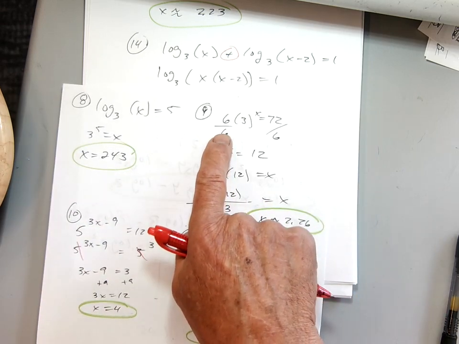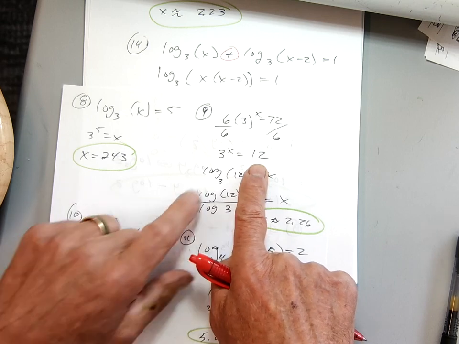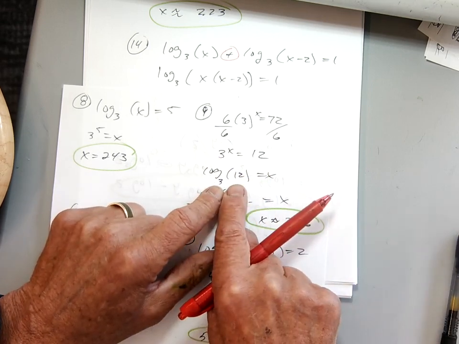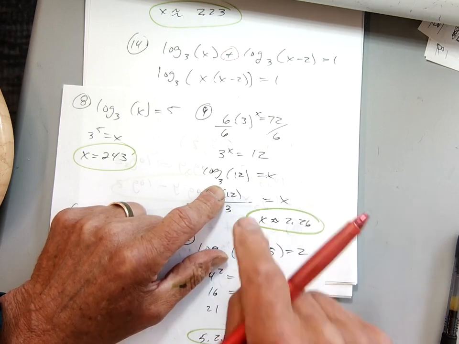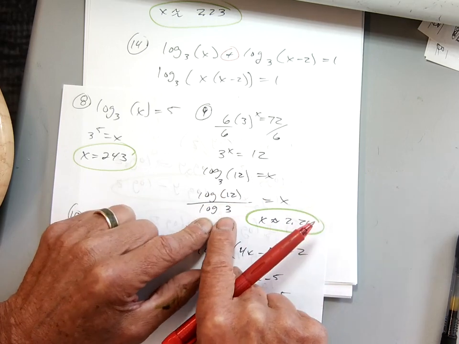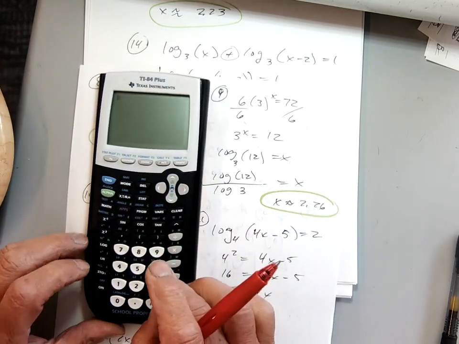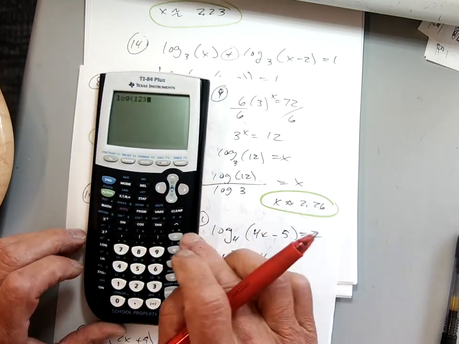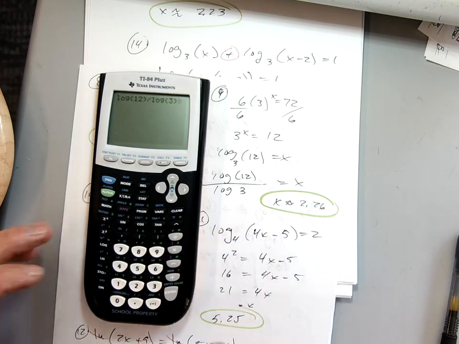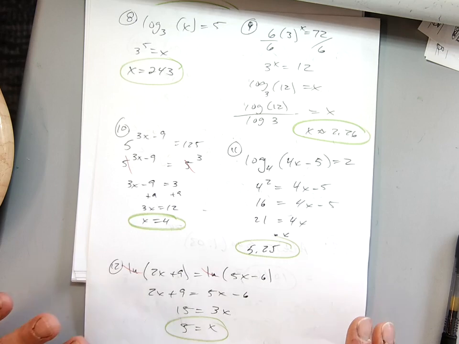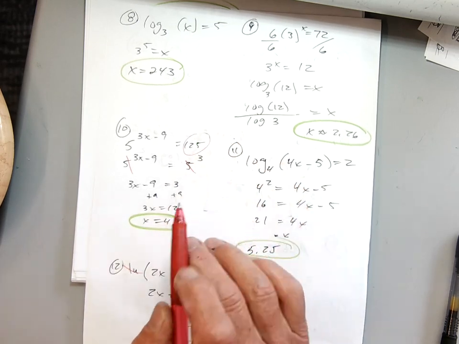9, I divided by 6 first, got 12. Then I changed the log form. I got log base 3 of 12. I don't have a base 3 in my calculator, so I changed it to log of 12 divided by log of 3. And I use my calculator. Don't forget to close parentheses, just log of 12, close parentheses, divided by log of 3, close parentheses, and I get about 2.26.